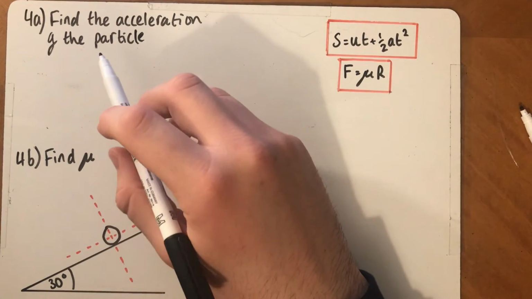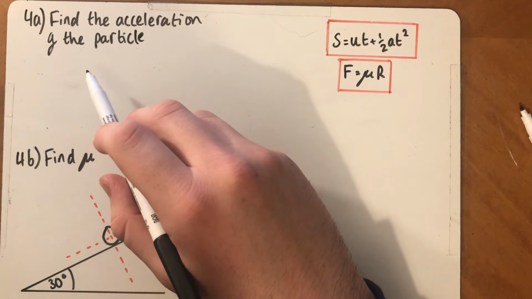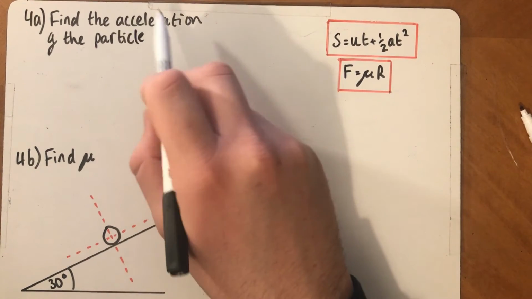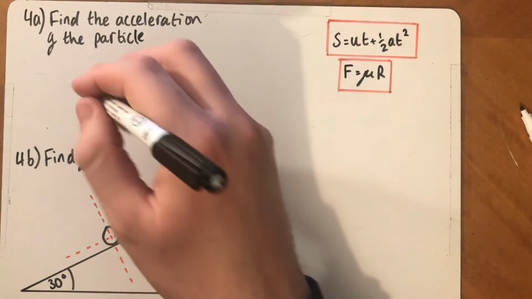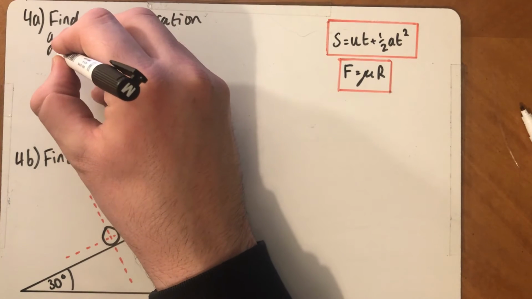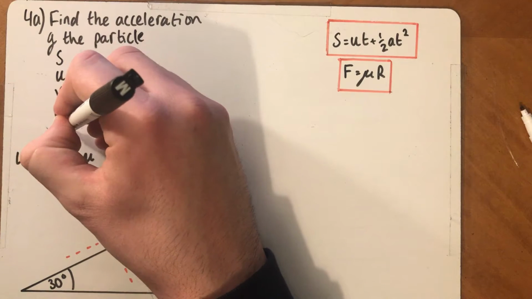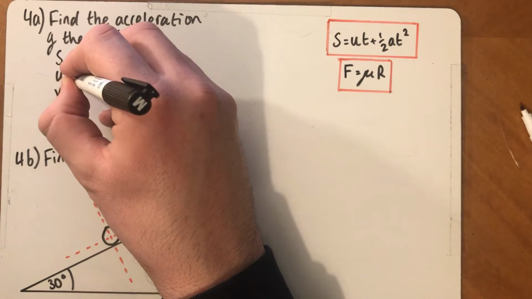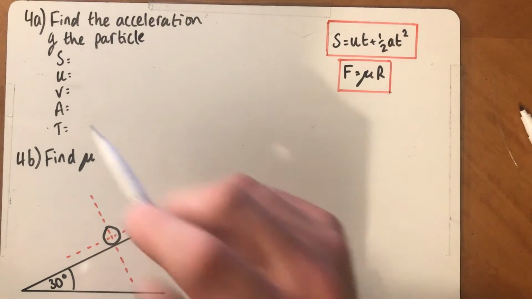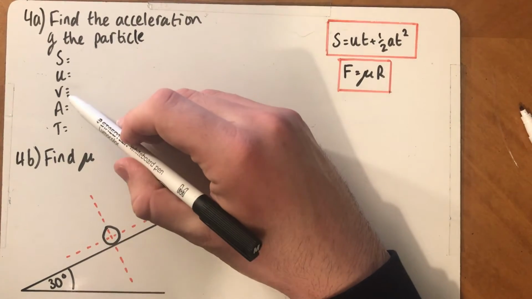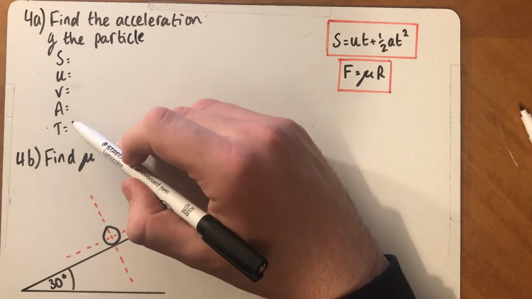Okay, so we've been told some information with regards to how far the particle has moved, how long it took the particle to do this, and we've been asked to find its acceleration. So this should be enough of a clue to tell us that this is a SUVAT question. So the first thing I'd like you to do is to write out the SUVAT variables along the side of the page: S being displacement, U being initial velocity, V being final velocity, A for acceleration, and T for time.